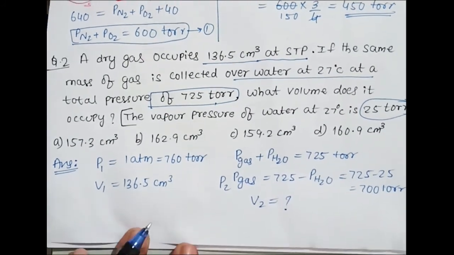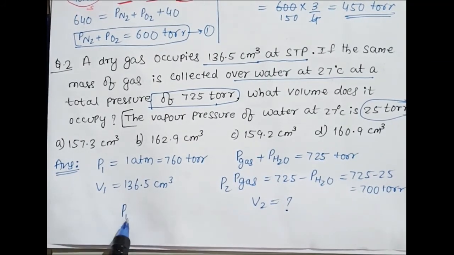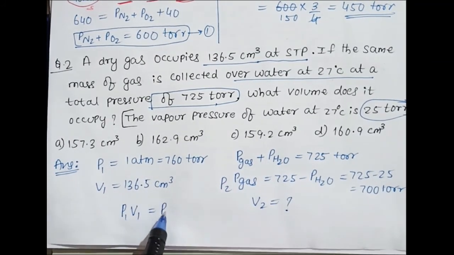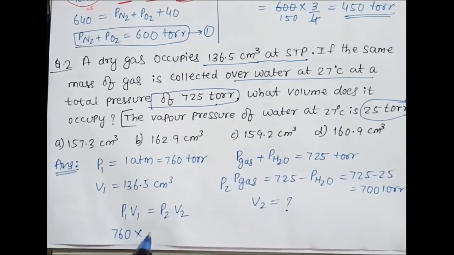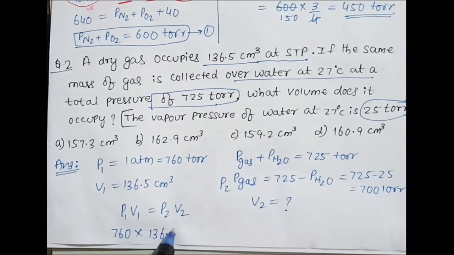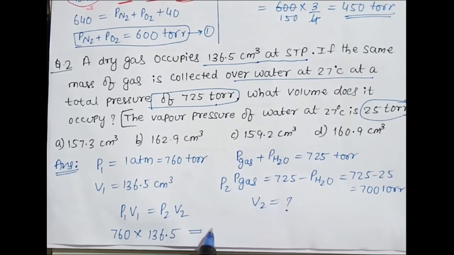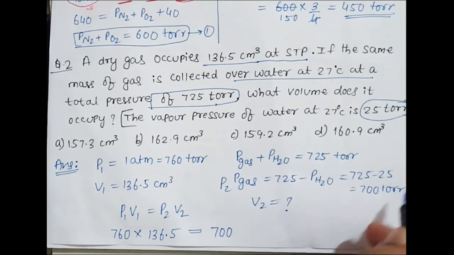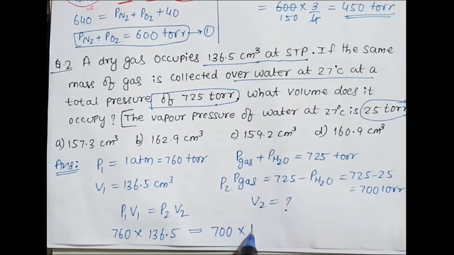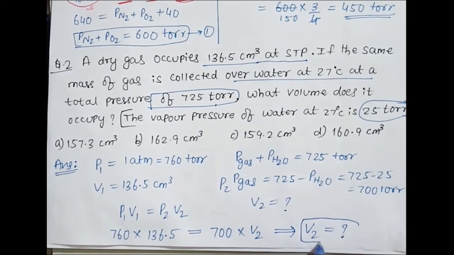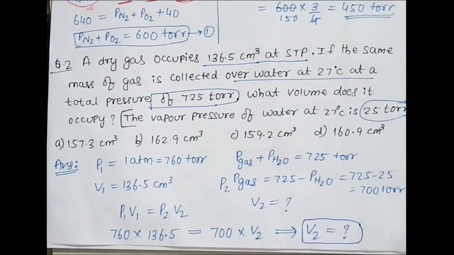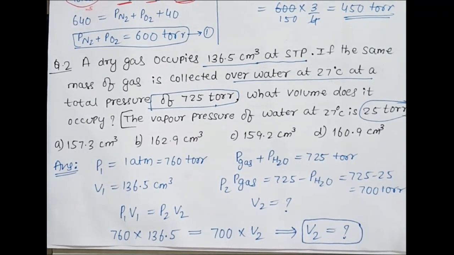So it is a Boyle's law question. We can write P1 V1 is equal to P2 V2. P1 is 760 into V1 is 136.5, which is equal to P2 is 700 into V2 is question mark. So from this you can easily find out what is V2, and you give me the answer and mention it in the comment box, right? So these are the questions based on aqueous tension.